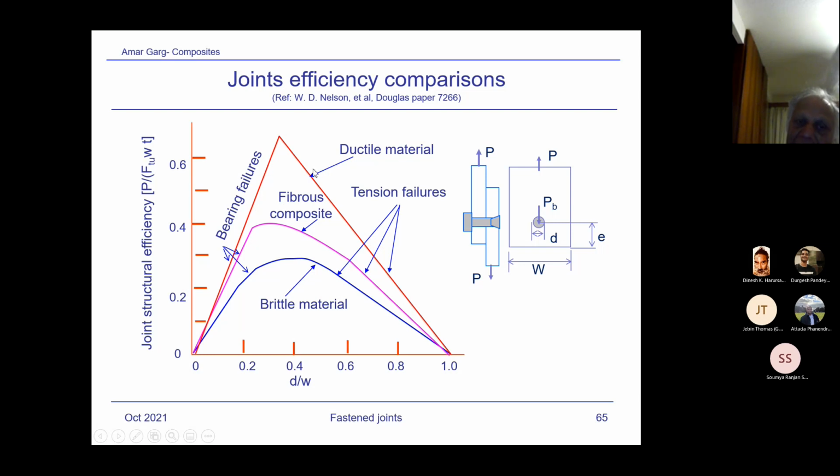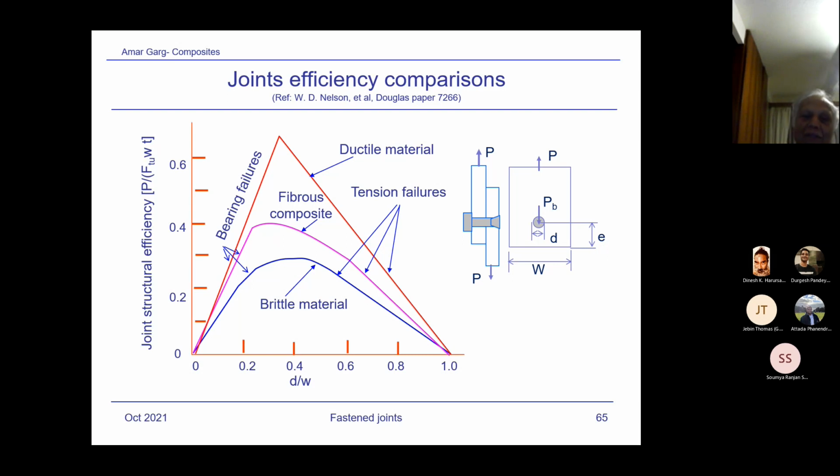On the other hand, with aluminum or other ductile materials, you can extract much higher efficiency. Suppose it's an aluminum plate, aluminum to aluminum joint, you can get almost 70% efficiency of bolted joints. For composites, around 40% is the maximum. It's very difficult to achieve a joint efficiency beyond 40% for fibrous composites. So that means the structural efficiency is pretty low for bolted joints.